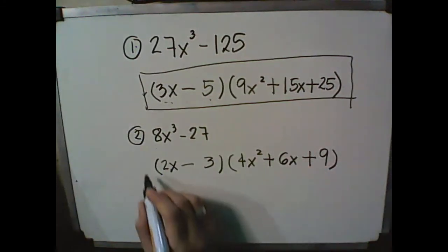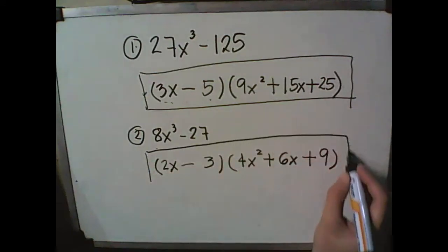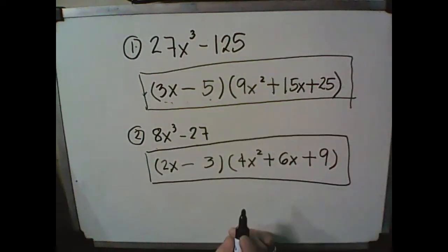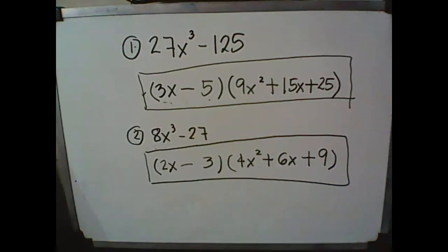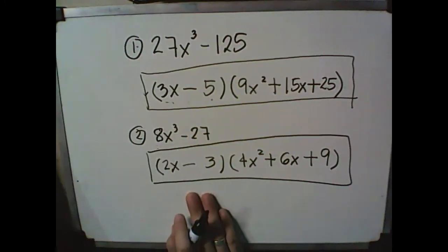So therefore, the factor of 8x cubed minus 27 is equal to the quantity of 2x minus 3 times the quantity of 4x squared plus 6x plus 9. So, ganun lang kadali.